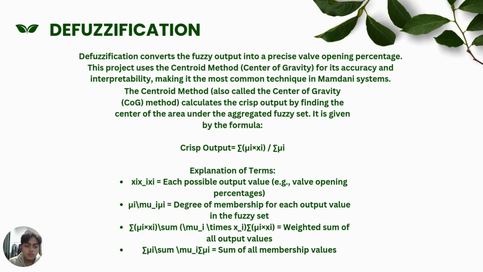Defuzzification converts the fuzzy output into a precise valve opening percentage. In this project, we use the centroid method, which is the center of gravity, for its accuracy and interpretability, making it the most common technique in modern systems. The centroid method, also called the center of gravity (COG) method, calculates the crisp output by finding the center of the area under the aggregate fuzzy set. It is given by the formula for crisp output, just like what I added in the slide.